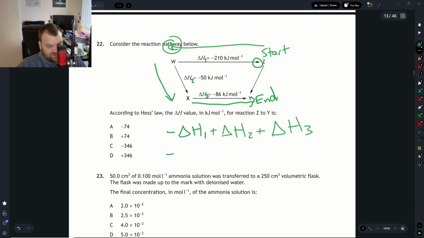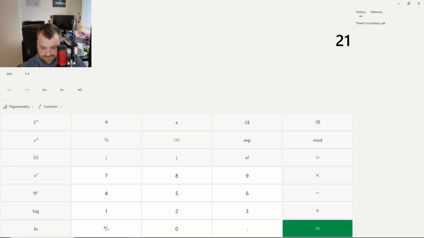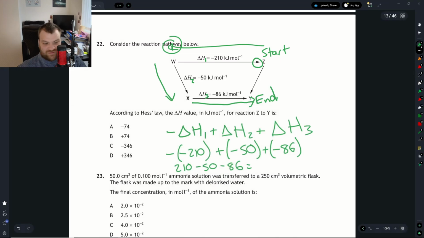Putting in your values, you've got negative 210 plus negative 50 plus negative 86. You can let your calculator deal with them all, or you can deal with the signs yourself. It will be 210 minus 50 minus 86. And that gives you an answer of 74. It will be positive, which means B is our correct answer.